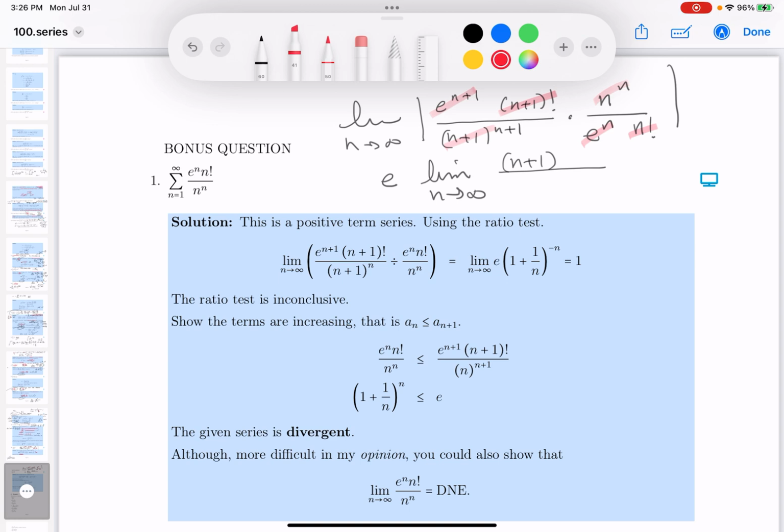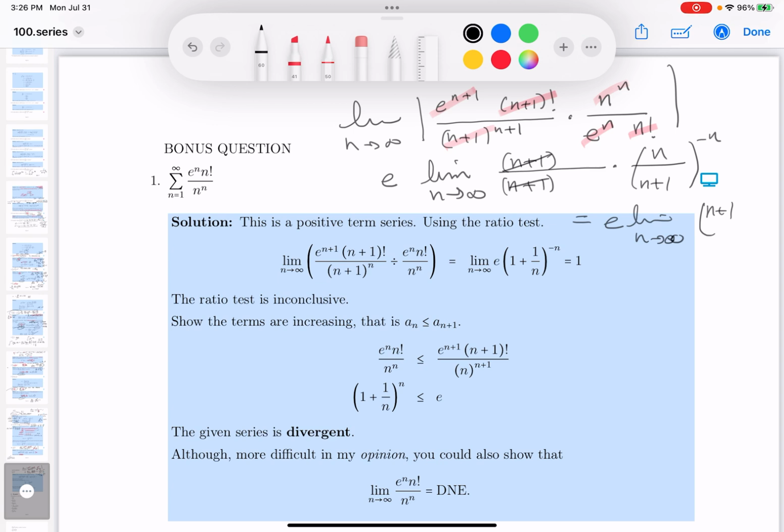And what does it look like? It looks like I got n plus 1. It looks like the last problem, doesn't it? And then it's going to be times, let's see, n over n plus 1 to the minus n. Boy, this really does look like the last problem, doesn't it? What do you get? e. And then you get the limit as n goes to infinity.